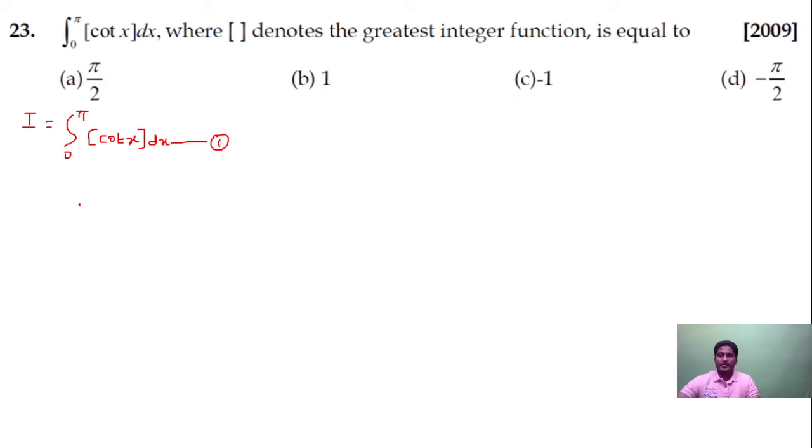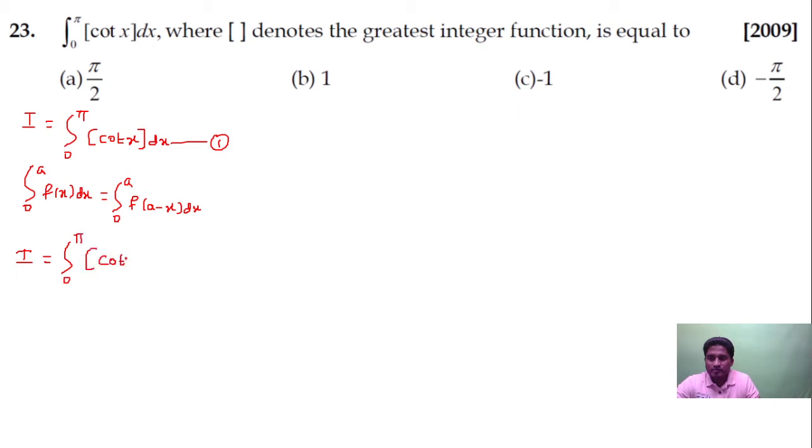Let's use the King's property: integral 0 to a of f of x dx is equal to integration 0 to a of f of a minus x dx. Change x to upper limit minus x provided the lower limit is 0. So I is equal to integration 0 to pi of cot of pi minus x dx. I is equal to integration 0 to pi of box of cot of pi minus x, which is minus cot x, and then dx. Let's call this equation 2.